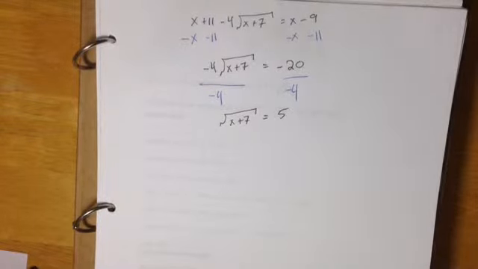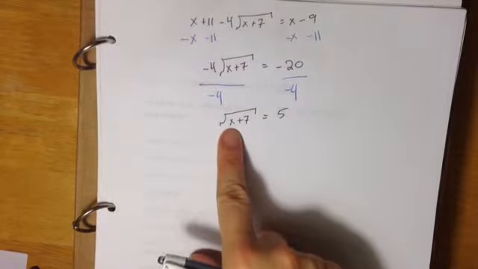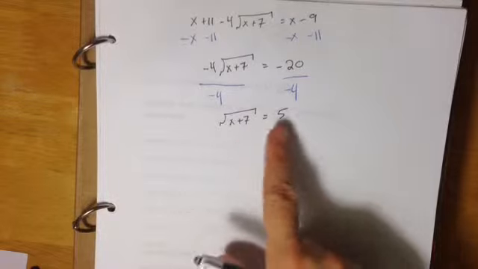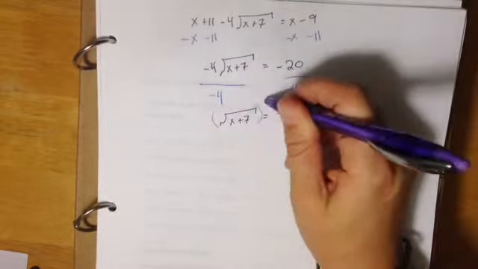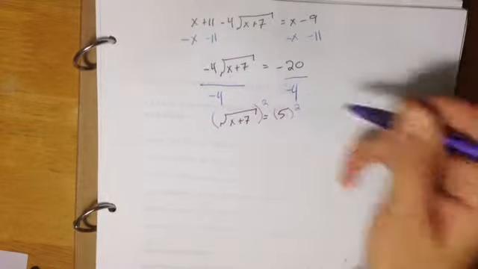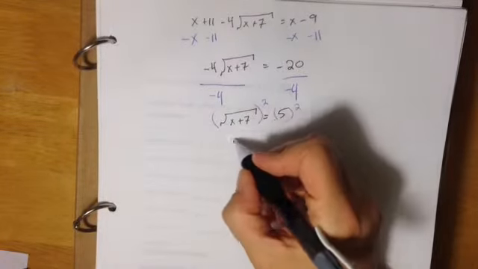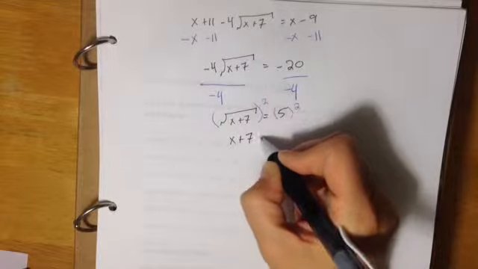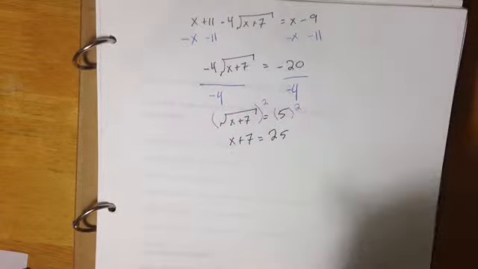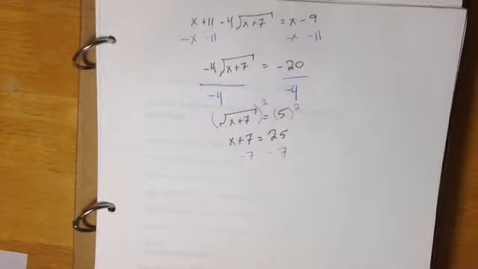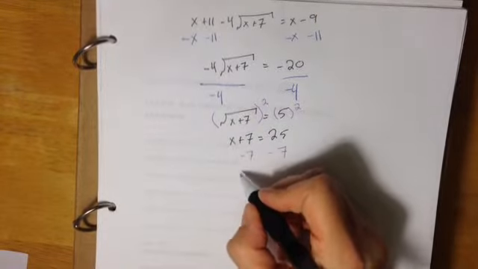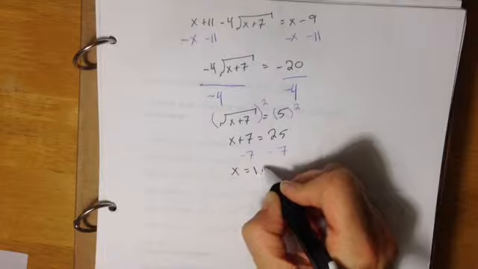Finally, we're almost there. The radical has been isolated, so I can square both sides of this equation to get rid of the radical, to undo it. That leaves me with x plus 7 equals 25, and then I can subtract the 7 from both sides, which gives me, finally, x equals 18.